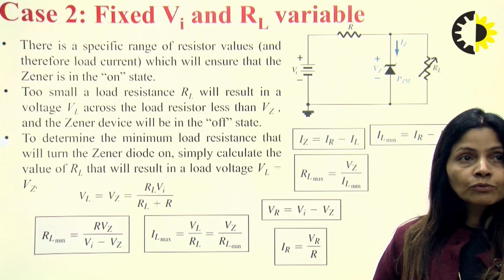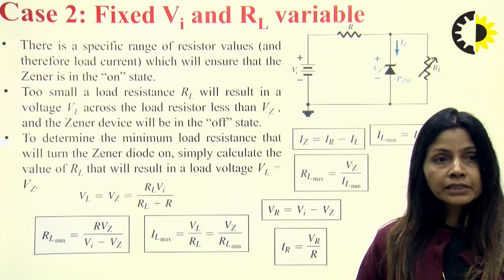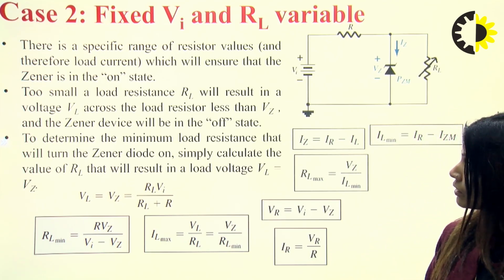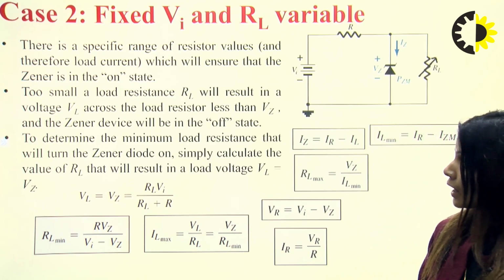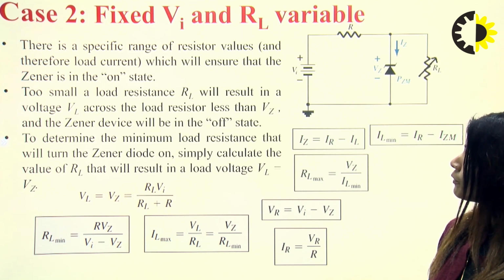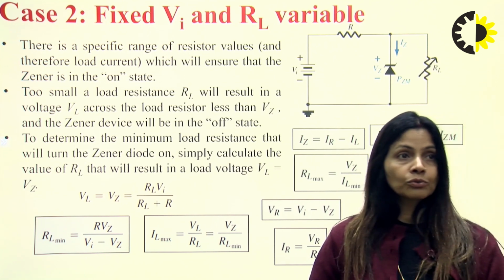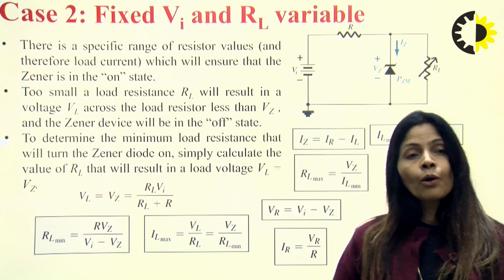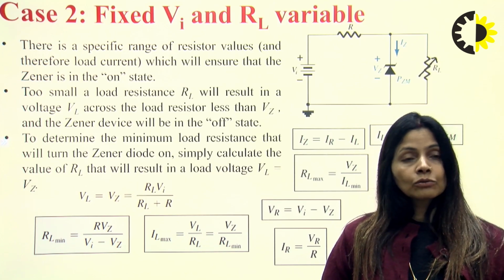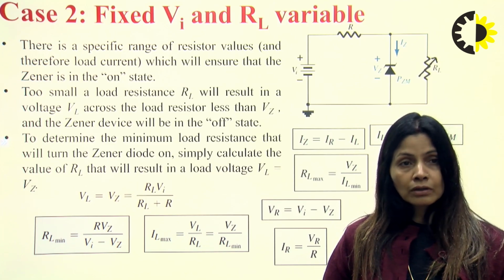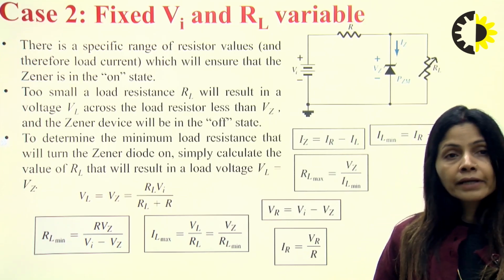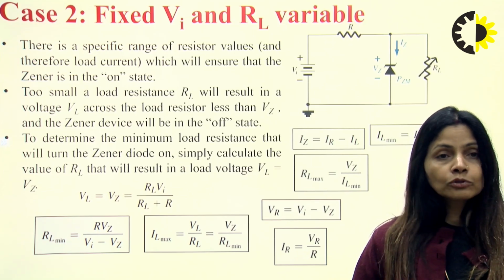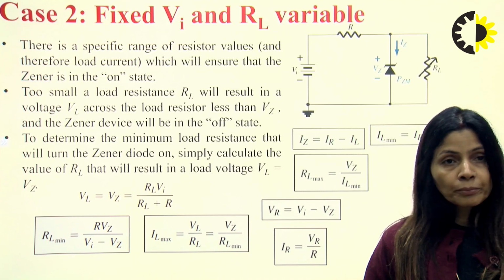So fixed VI and RL variable we have already seen. Just have a look at this. Case 2 is fixed VI and RL variable. So here we are going to solve case 2, and then we will proceed towards case 3 numericals.